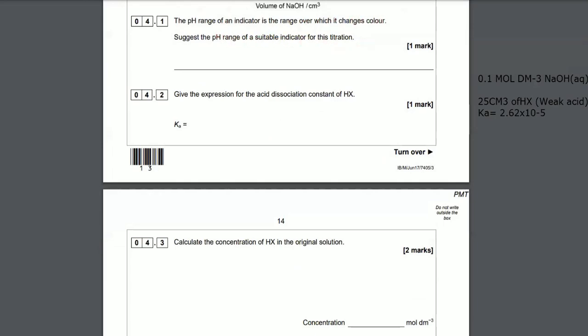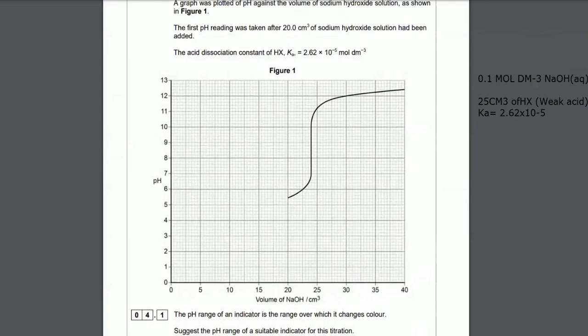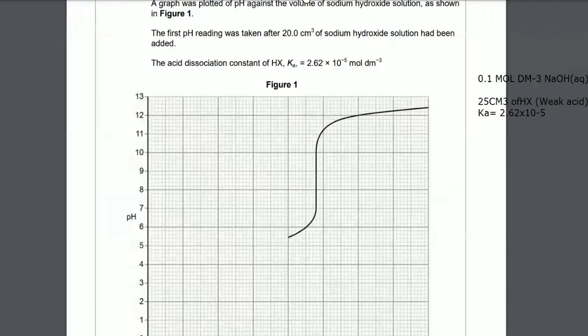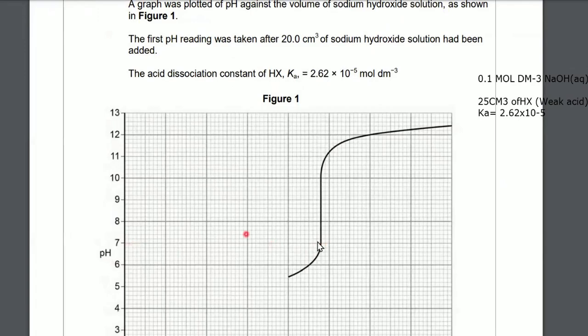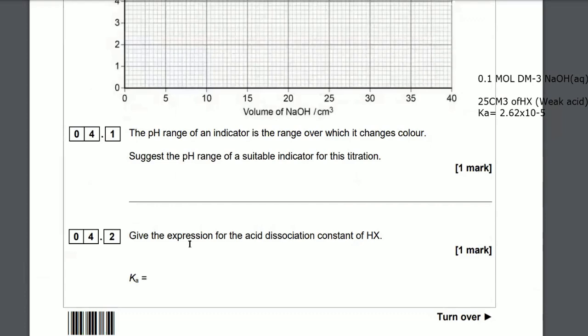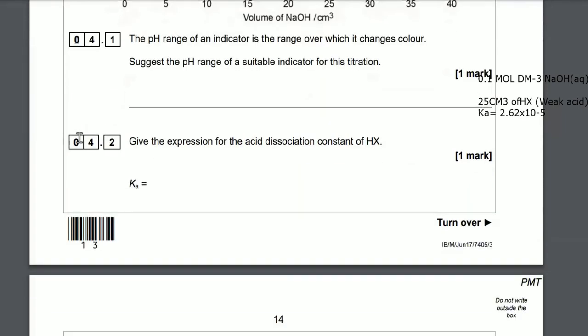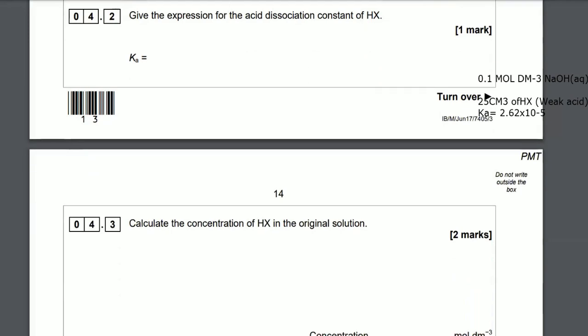We're now told to suggest the pH range of a suitable indicator for this titration. Well, you want to look at this straight vertical line here. This is known as the end point. What we want to do there is not look at the curves, just look at the straight bits of that. The pH range is between 7 and 10.2, but any two values between that. You could have said 8 to 10, or you could have said 8 to 9.5 just to be safe. Make sure your values do not go on any of the curve part.